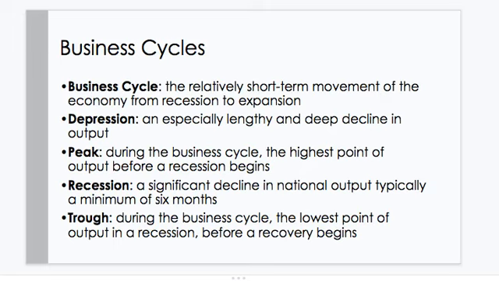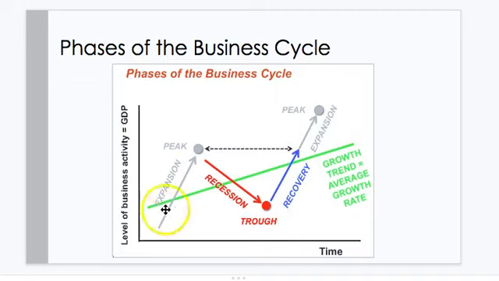Business cycle, the relatively short-term movement of the economy from recession to expansion. Depression, an especially lengthy and deep decline in output. Peak, during the business cycle, the highest point of output before a recession begins. Recession, a significant decline in national output, typically a minimum of 6 months. Trough, during the business cycle, the lowest point of output in a recession before a recovery begins. So here's what the phases look like: expansion, peak, recession, trough, recovery, expansion.